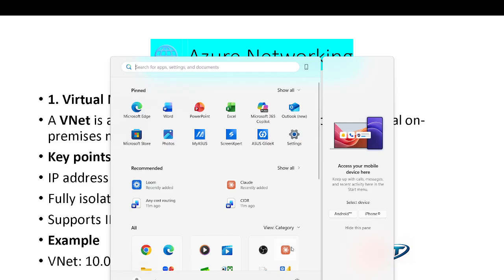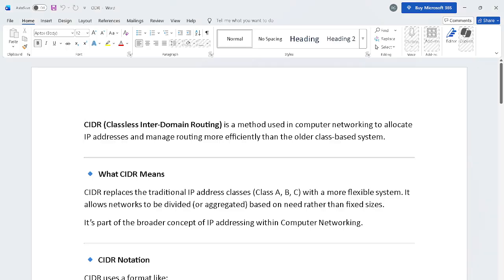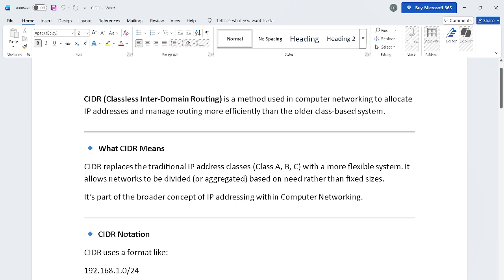So CIDR, we will discuss about CIDR. CIDR is classless inter-domain routing. It is a method used in computer networking to allow IP address allocation and manage routing more efficiently than the older class-based systems. What does CIDR mean? CIDR replaces the traditional IP address classes. We have five classes: A, B, C, D, E. A, B, C we use for public and private IPs, and the others, D and E, we use for other purposes.